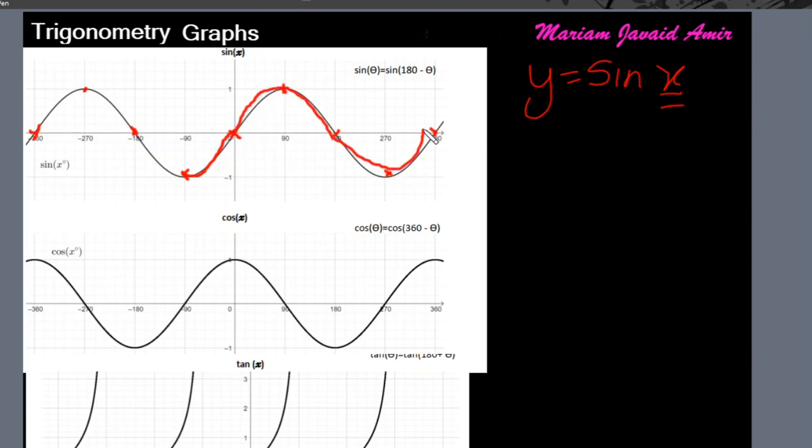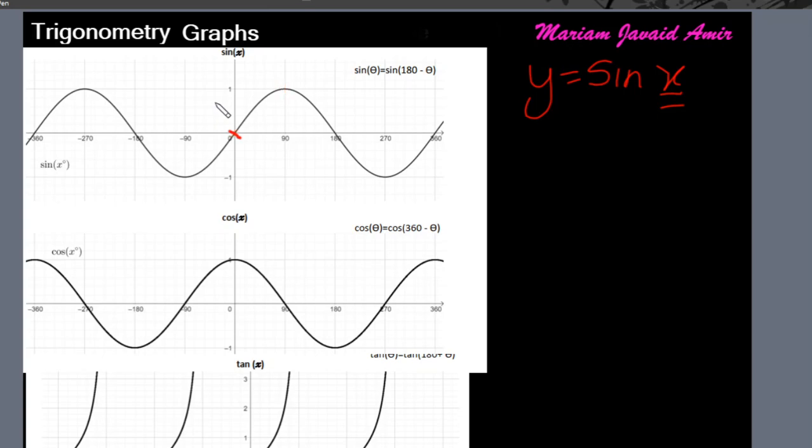So you'll get something like this on both sides. And this graph repeats itself after 360 degrees. So it looks the same after 360 degrees from here and here as well. So its periodicity is 360 degrees. Periodicity is when the graph starts to repeat itself. So the periodicity of the graph for sine x is 360 degrees.